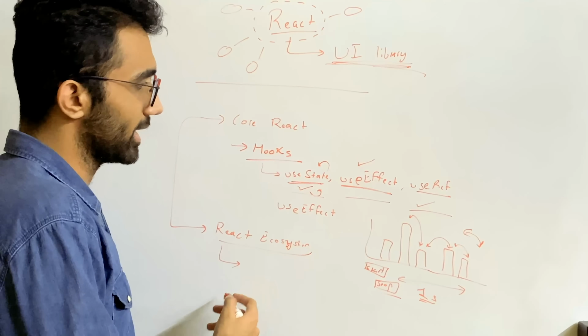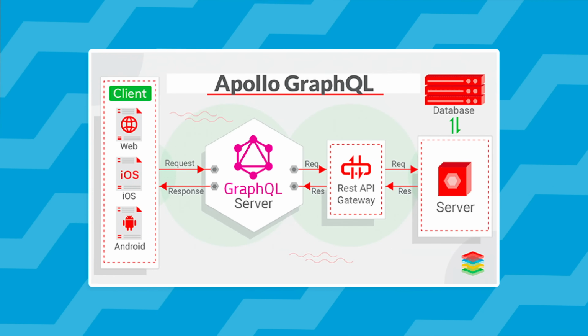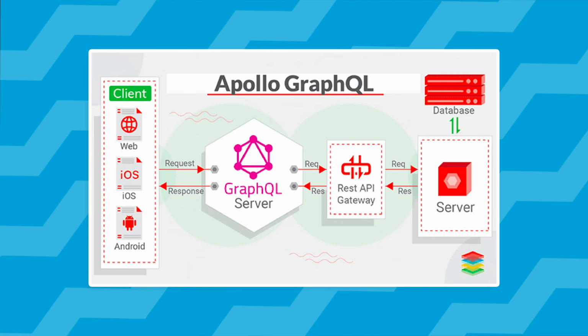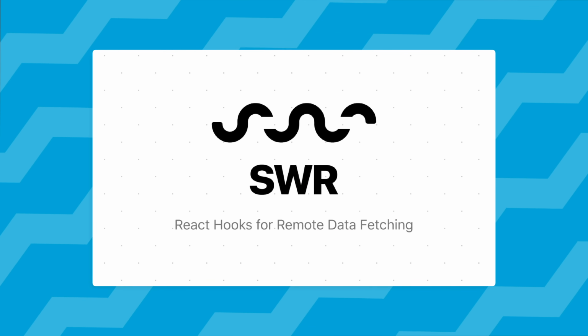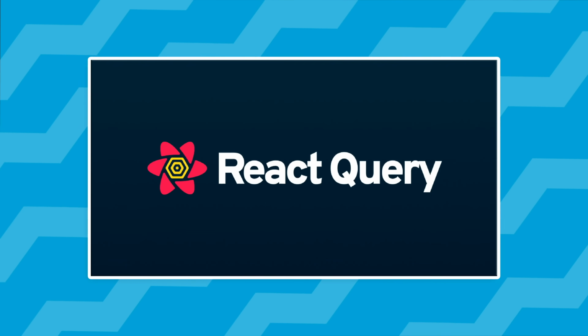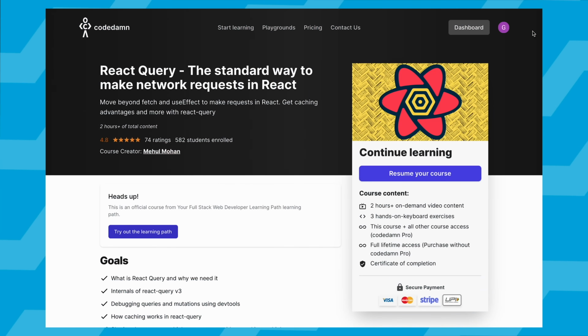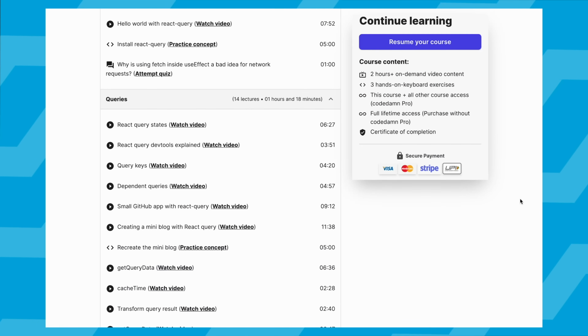For example, if you are making network requests and you have a backend which is GraphQL, let's say, then in that case Apollo GraphQL might be a better choice as a networking library. Otherwise, you have libraries like useSWR, and you have React Query, which I would recommend because it is a good library. Plus, we also have a codedamn course on React Query, so you can check that out.